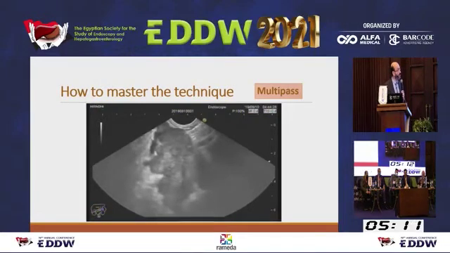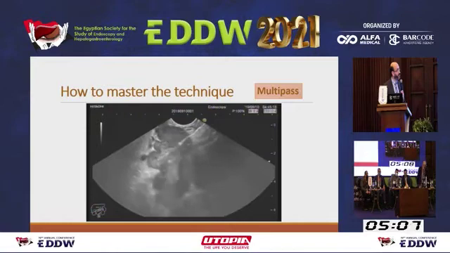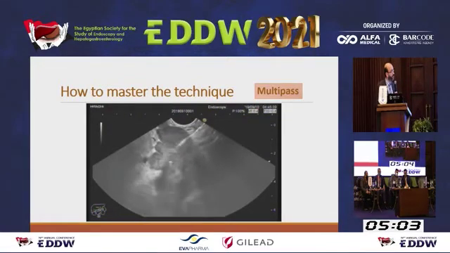Then we come out with the needle and do another puncture in another direction. Like this, we can come out of the lesion without passing the wall, just outside the lesion, and enter the lesion again to make the movement in a different direction, which is called the multipass technique.